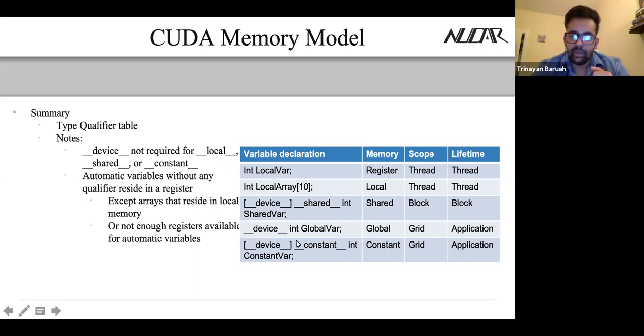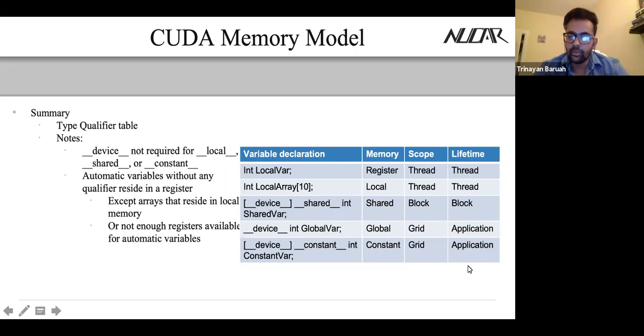Then, say we want to declare a global variable. We will use the qualifier __device__. This variable will be stored in global memory. The scope is the entire grid, and the lifetime of this variable is the entire application, so it will be released only when your entire application finishes. Similarly, when we declare a constant variable, it will be stored in constant memory. The scope is the grid, and the lifetime is the entire application.